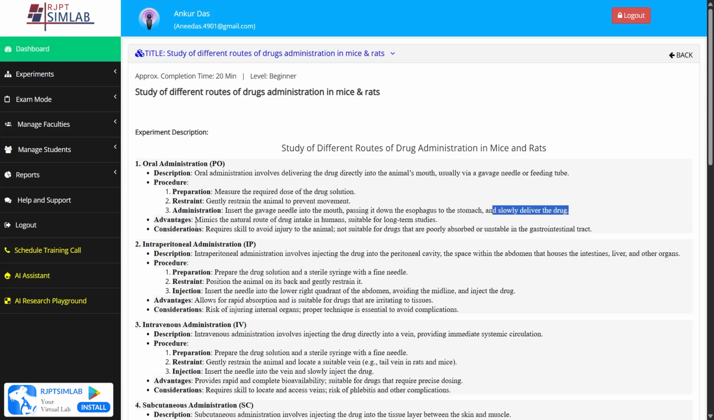The advantage of this route is that it mimics the natural route of drug intake in humans and is suitable for long term studies. The considerations are that it requires skill to avoid injury to the animal and it is not suitable for drugs that are poorly absorbed or unstable in the GIT.